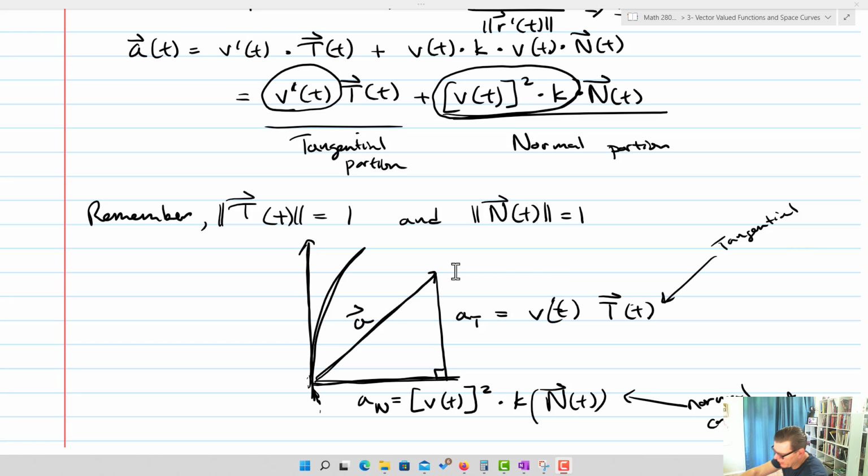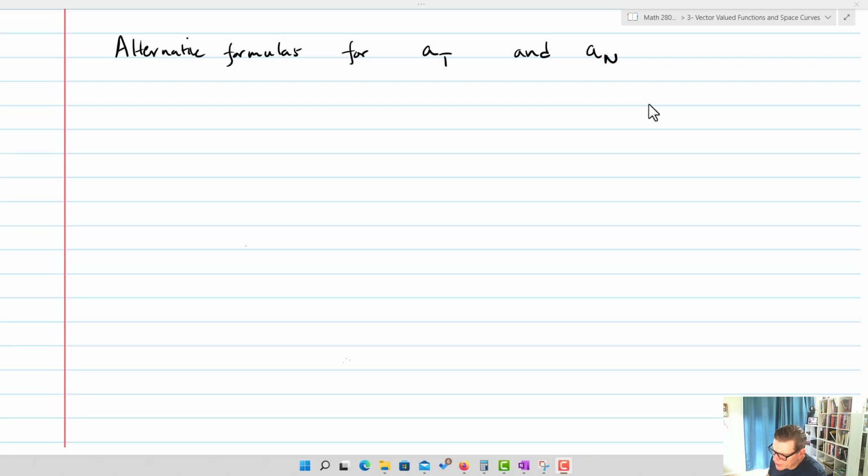I have to make a little correction here. This actually should be v prime of t. It's been v prime of t every single time. It continues to be v prime of t. That turns out to be the derivative of the speed, which in many ways is just the magnitude of your acceleration. Let's take a look now, and we're going to create some alternative formulas for a sub T and a sub N, and these are going to be the magnitudes of the components.